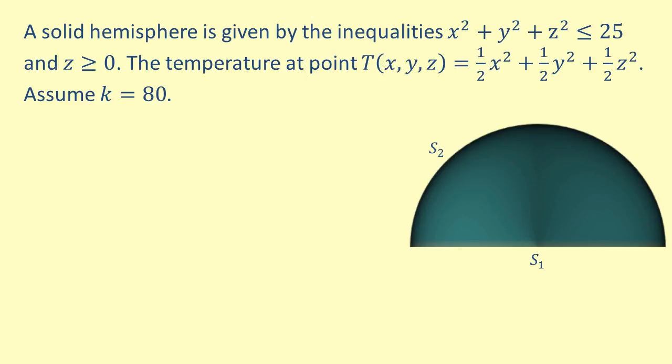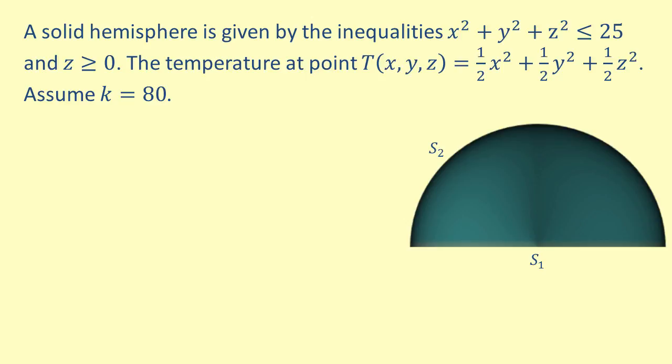We have a solid hemisphere given by the inequalities x squared plus y squared plus z squared is less than or equal to 25, and z is greater than or equal to 0. This means we're looking at the hemisphere of radius 5 that is above the xy plane. The temperature at point T of x, y, z equals 1/2 x squared plus 1/2 y squared plus 1/2 z squared. We are also given that K equals 80 for this problem.